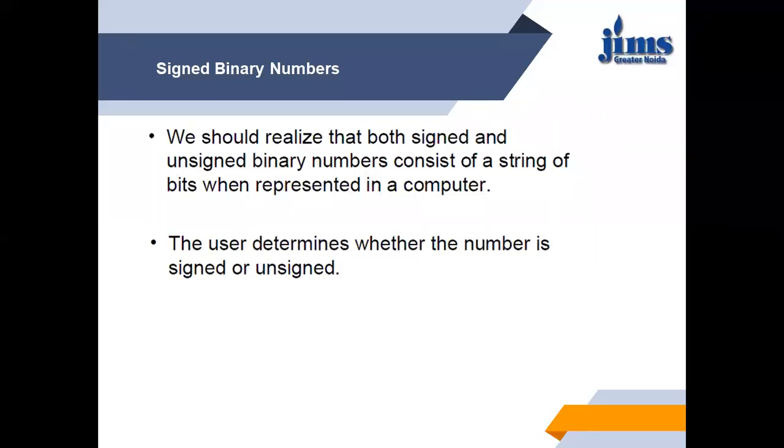The user determines whether the number is signed or unsigned. So the scheme will always be known beforehand, that the data is stored either in signed magnitude or in unsigned magnitude. That command will be given to the system or to the user: in which form is the data stored? Either it is signed magnitude representation or unsigned magnitude representation. When the data is of unsigned magnitude representation, there is no need of putting any 0 or 1; we represent the data with its magnitude only. When we are representing the number with signed magnitude, then the leftmost bit will be 0 for a positive number and 1 for a negative number.